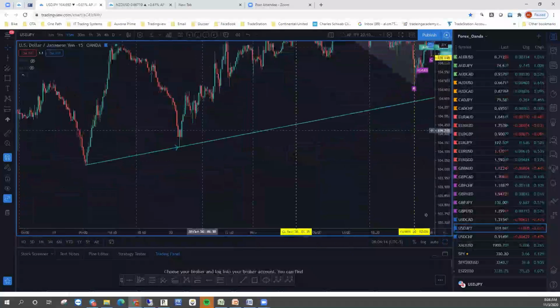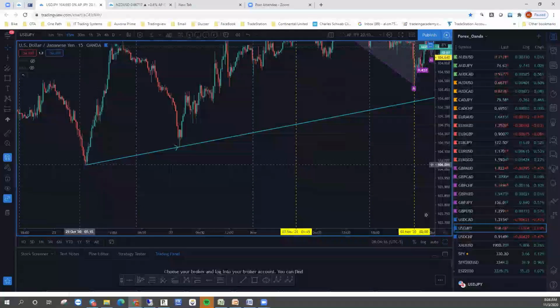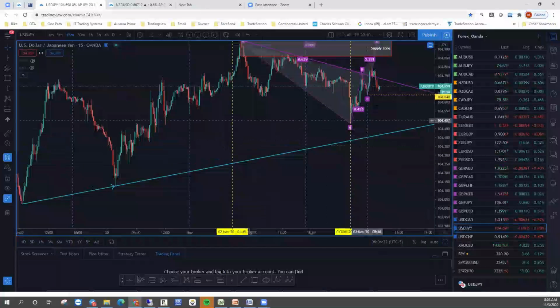We had the trend on the higher time frame. This was back on the 29th. I believe that was probably Thursday, Friday. This was Monday, and this is Tuesday. So we do have a little bit of a stronger trend coming up here.